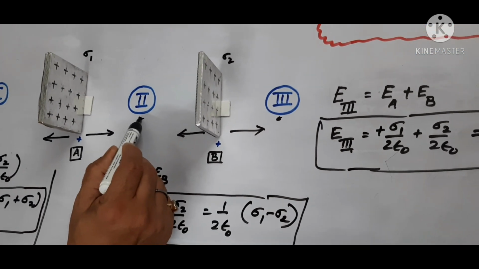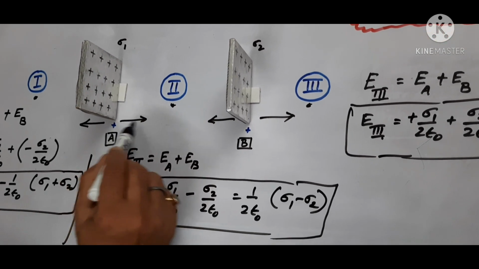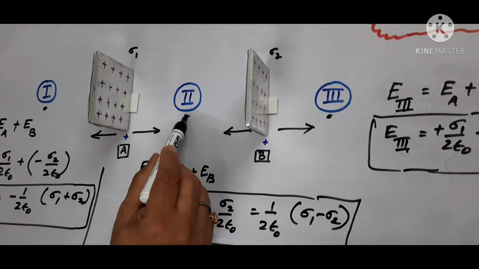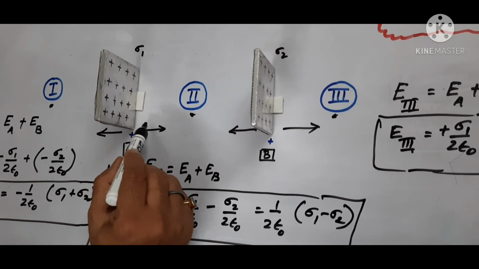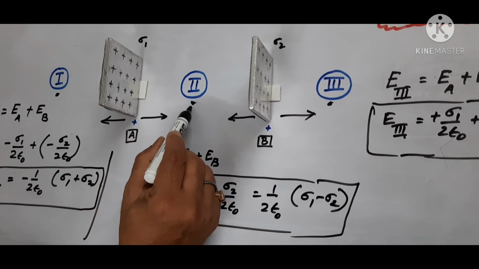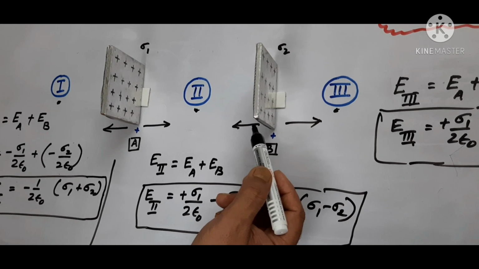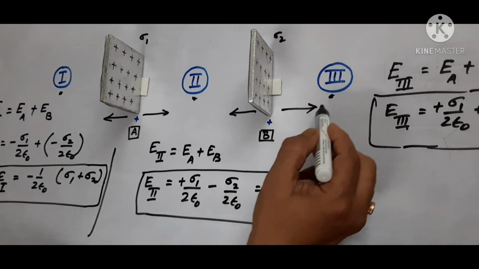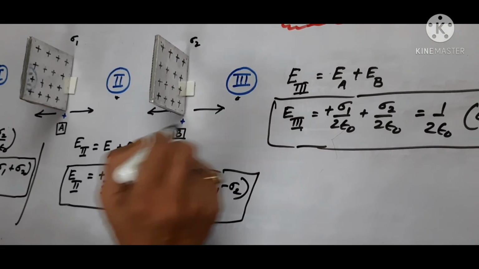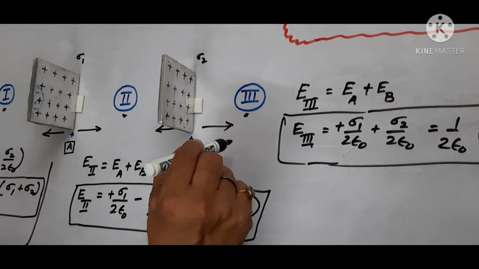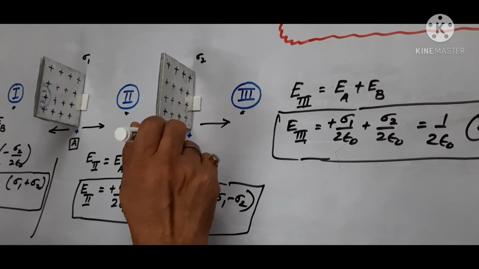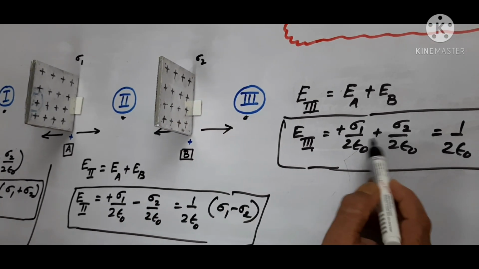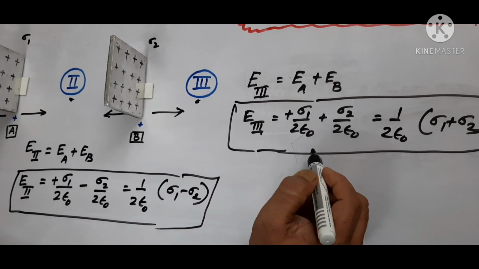For region 2, at any point in region 2, from A we have to move towards the positive x direction, so taken positive, and for B we are moving in the negative x direction. So positive and negative, take sigma 1 and sigma 2 common. At region 3, one point is here. Due to A we have to move along positive x, and to find EB we have to move again along positive x. So plus. These 3 are very important expressions.